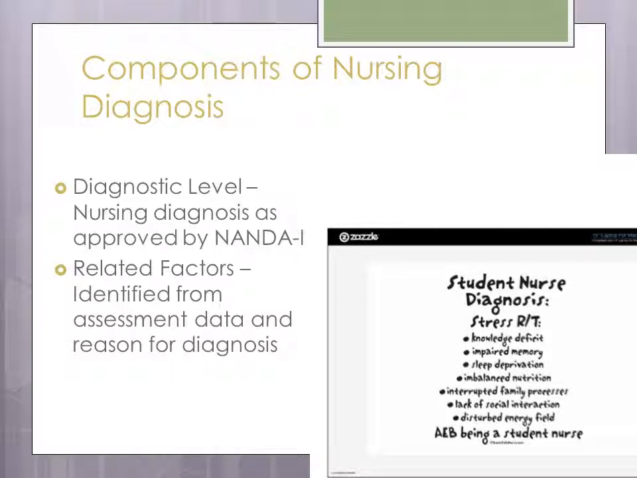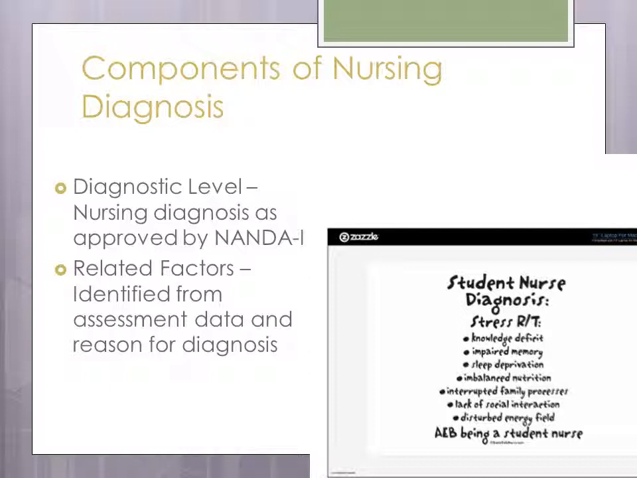Components of the nursing diagnosis, we've got the diagnostic level. The nursing diagnosis, as approved by NANDA, describes characteristics of human response. Related factors are identified from assessment data and they're the reason for the diagnosis. Make sure that you do not use medical diagnoses. In other words, alteration in comfort related to appendectomy is a medical diagnosis. You cannot use appendectomy.